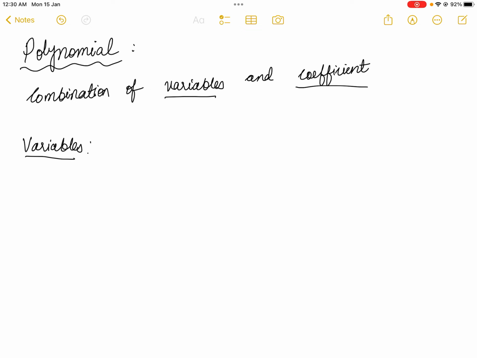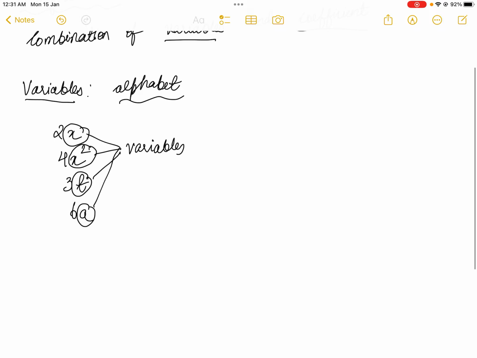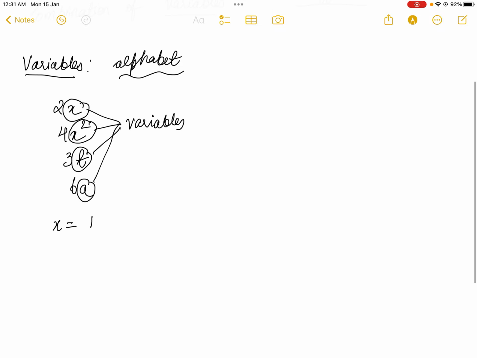Okay, variables are usually symbols that can take any alphabet. All right, it is usually expressed in the form of an alphabet. For example, it could be 2x, 4x squared, 3t, or 6a. These are all variables. Here x is the variable, here x is again the variable, this t, and all these are called the variables. All right, they are called variables because the values can change. In the sense, x can take the value of 1, it can take the value of -1, a, here a is the variable, it can take the value of 3, a can take the value of -6, it can take any value, so they are called variables.